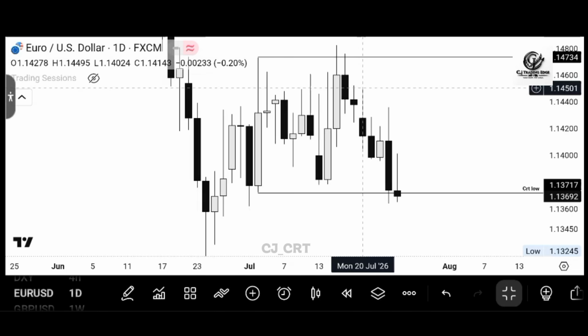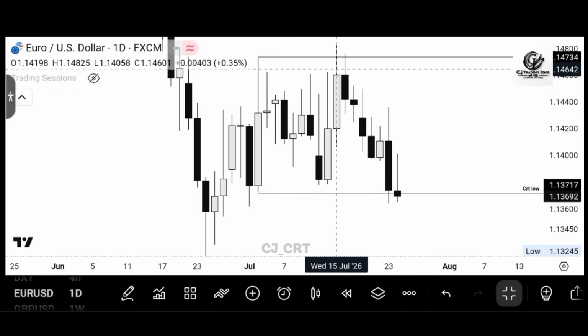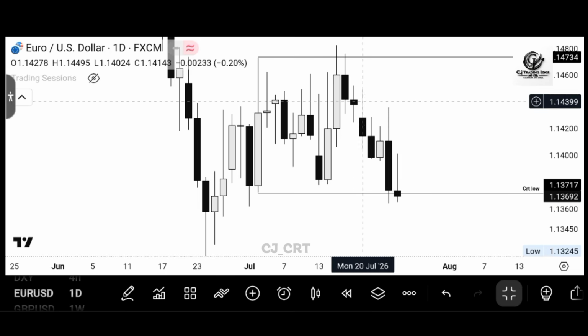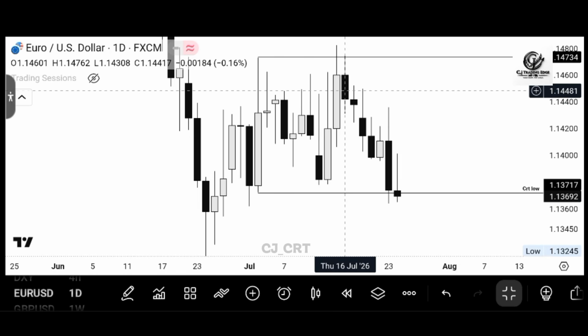Or you can just drop down to the 1 hour time frame and look for your entry. 2 positions, 3 positions, 1 position, and then wait for this whole thing to happen. It's easy. You don't need to start looking for 4-hour CRTs to sell or anything. But if you can, it's okay.